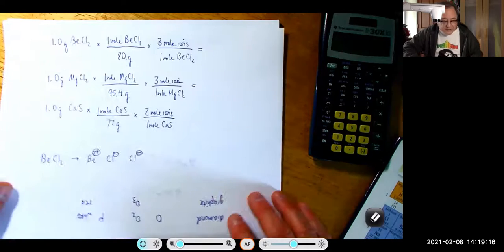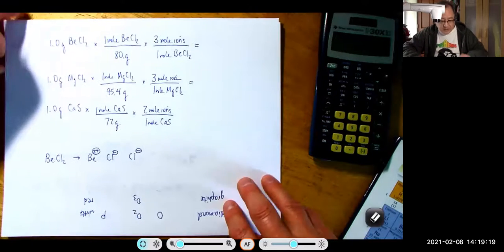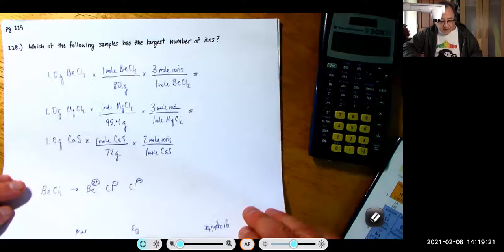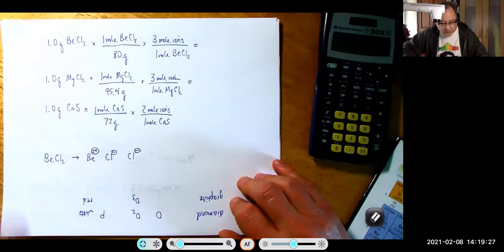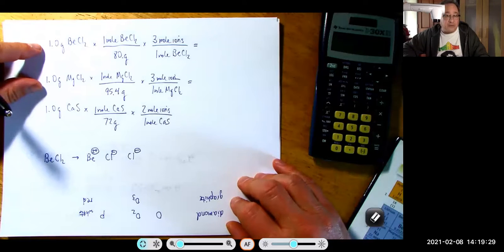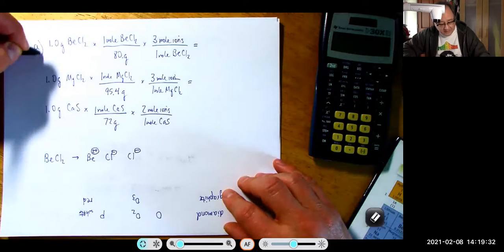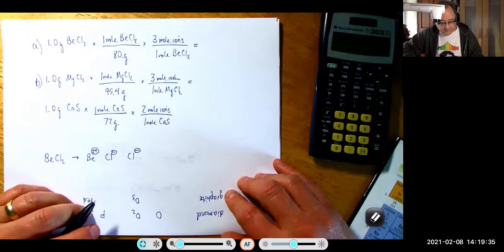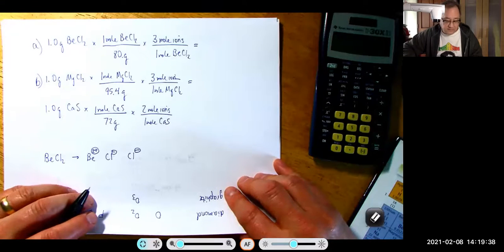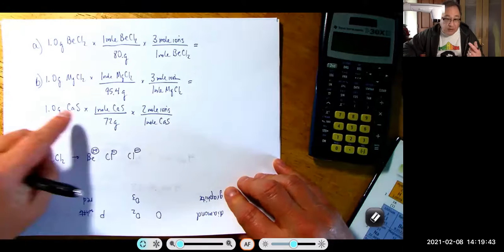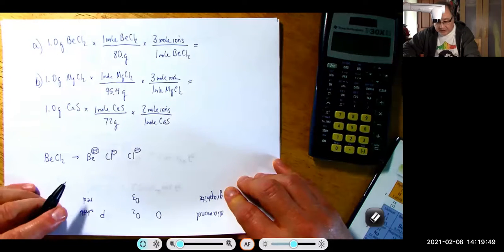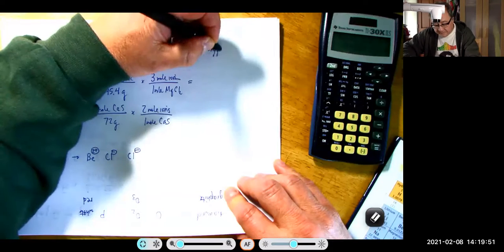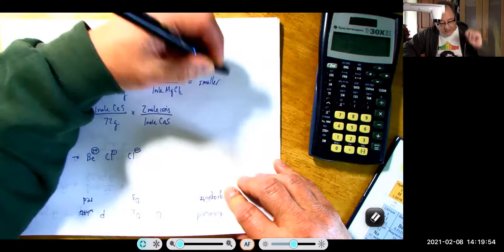So if we take a look here just at these first 3 and understand that we're asked which has the largest number of ions, which calculation is going to give us the largest number? So let's look at these first 2. Which is going to give us the larger number, A or B? Well, the calculations look exactly the same number-wise, except this one you're dividing by 95. This one you're dividing by 80. So this is going to be bigger. Okay, so A is the winner.